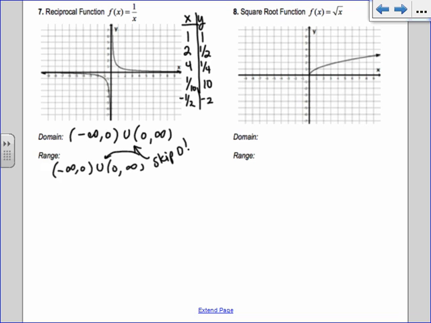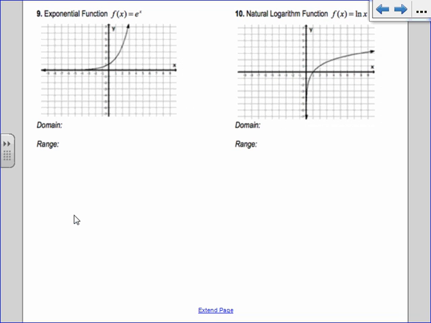All right, the square root function, we can't plug in negatives into the square root, so we don't have any negatives that we're going to put in. So its domain ends up being bracket 0 to infinity. And because of that, its range is also bracket 0 to infinity. We can't get a negative out either. So all of these should be somewhat familiar.